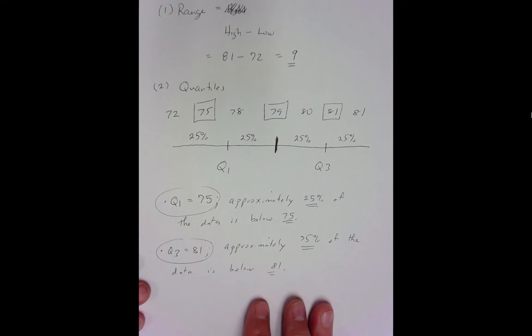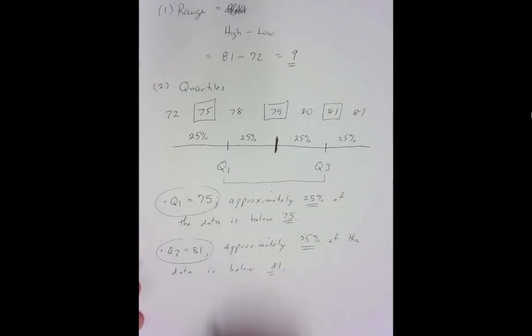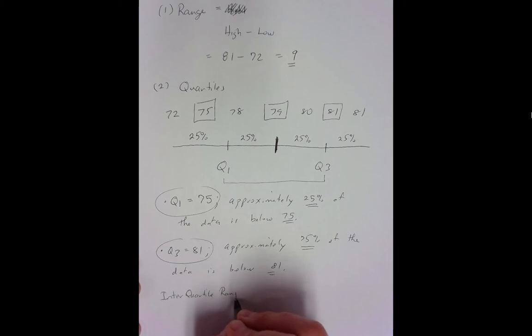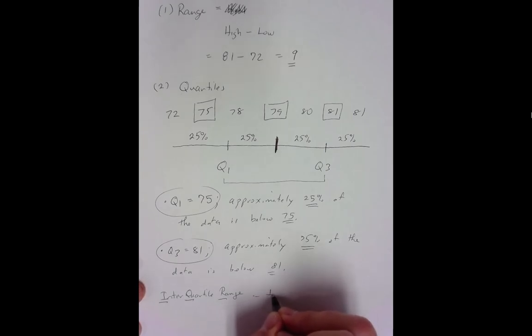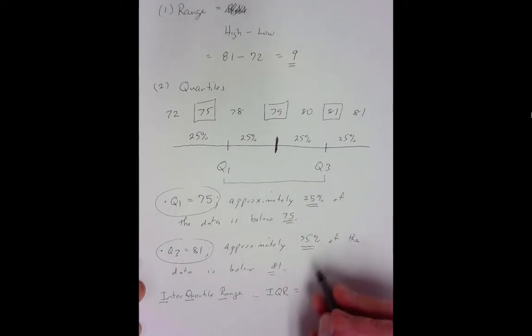Now, a natural extension of this is to want to come in and say, well, what's the difference between these two values? Statisticians asked themselves that years ago, and they said, well, we need a big old fancy name for that. And they call it the interquartile range, the IQR. So the IQR is precisely that. It's the difference between Q3 and Q1.